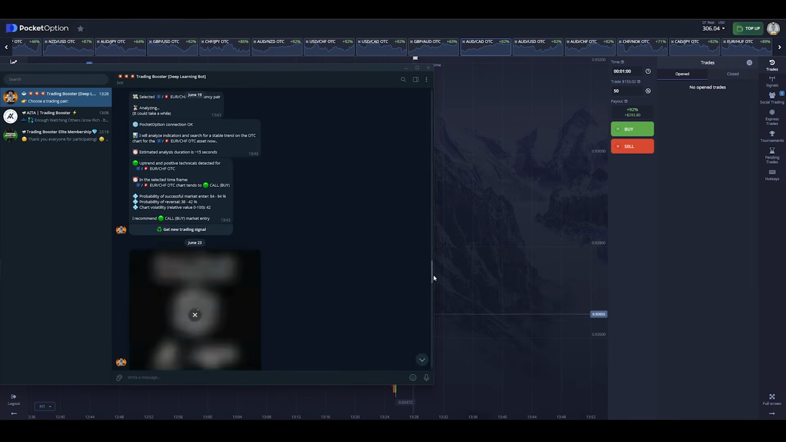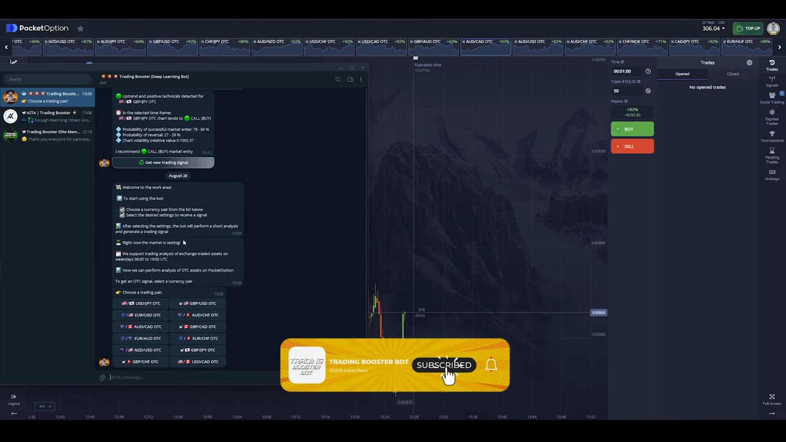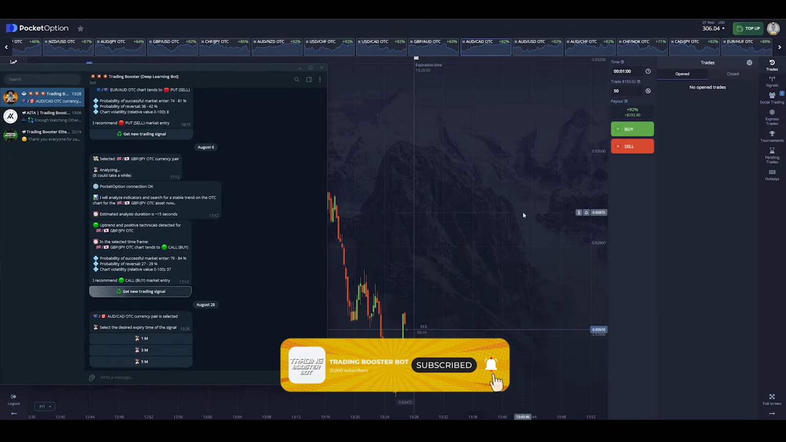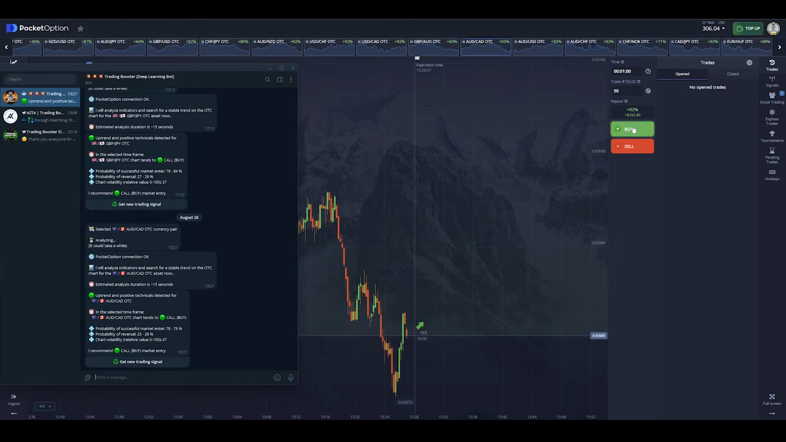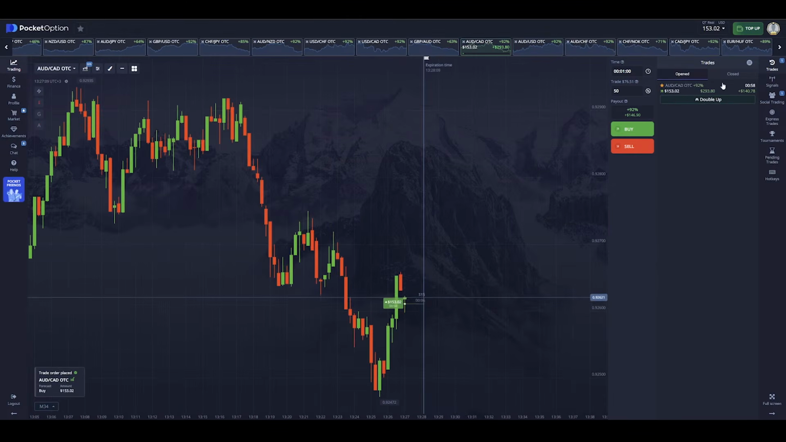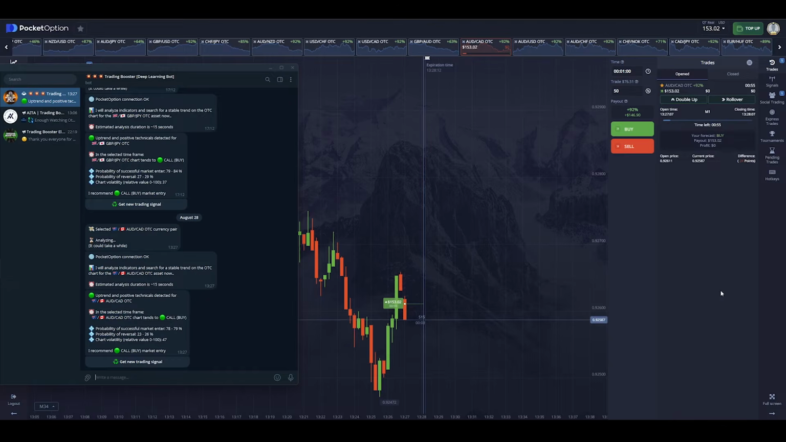Let's switch over to the booster bot. We'll select this currency pair, the Australian dollar to Canadian dollar. Choose the trade duration, 1 minute. And now we just wait for the signal. I get a buy signal and right from here, I open a 1 minute buy trade. And next, I'll show you all the nuances that can come up when working with the robot on OTC.